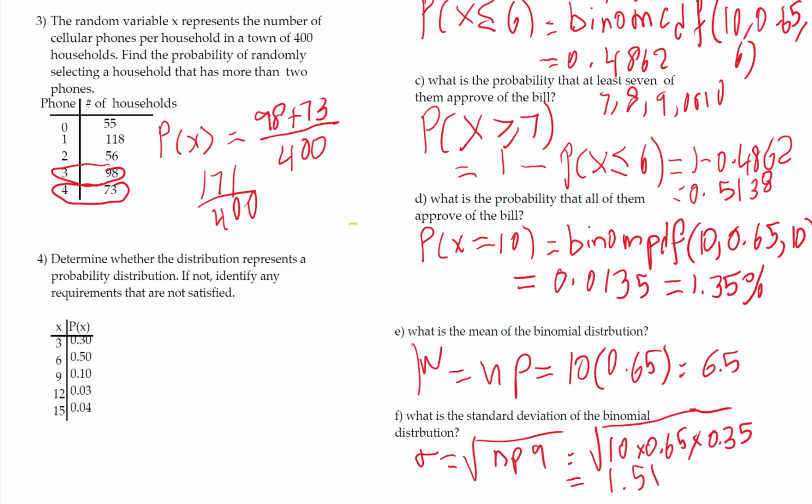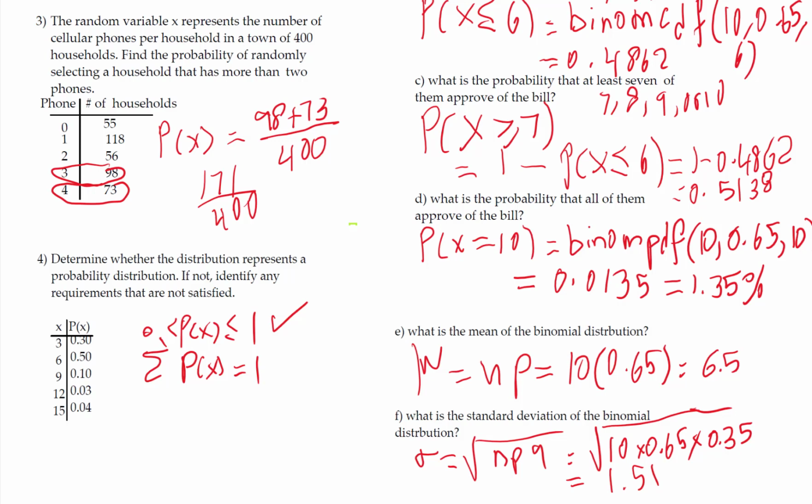Now we'll go to question 4. Determine whether the distribution represents a probability distribution. There are two conditions for a probability distribution. Each probability has to be between 0 and 1, and then the sum of all probabilities must be equal to 1. Let's see if those conditions are satisfied. Well, I can see each probability is between 0 and 1, 0.30, 0.5, 0.1, 0.03, they are all between 0 and 1, so this is satisfied.